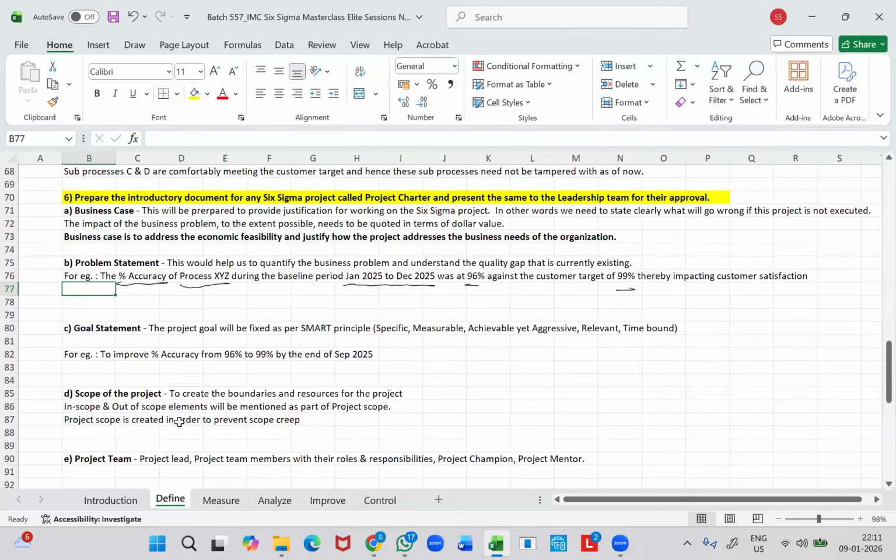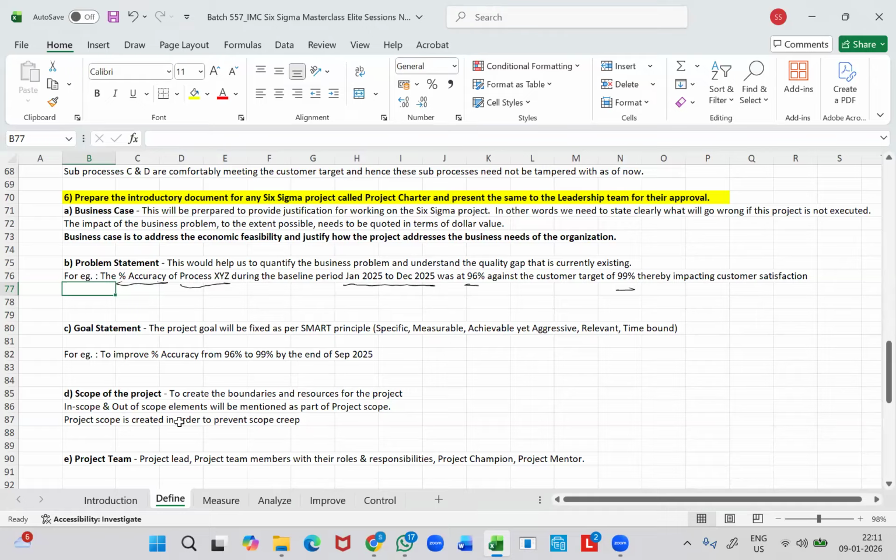So the project goal needs to be fixed as per the SMART principle, meaning the project goal should be specific, it should be measurable, it should be achievable yet aggressive, it should be relevant, and it should be time bound.